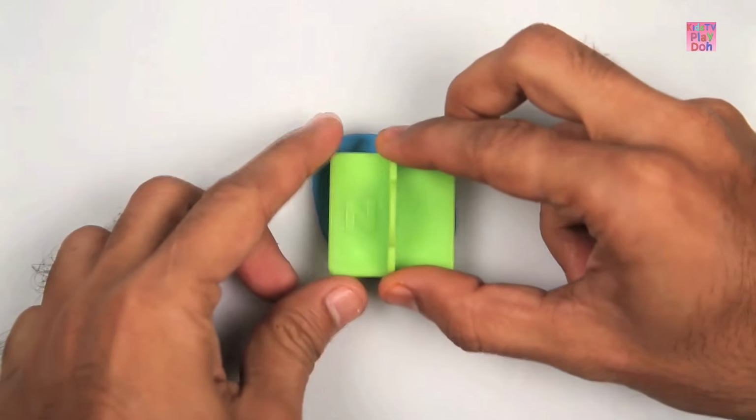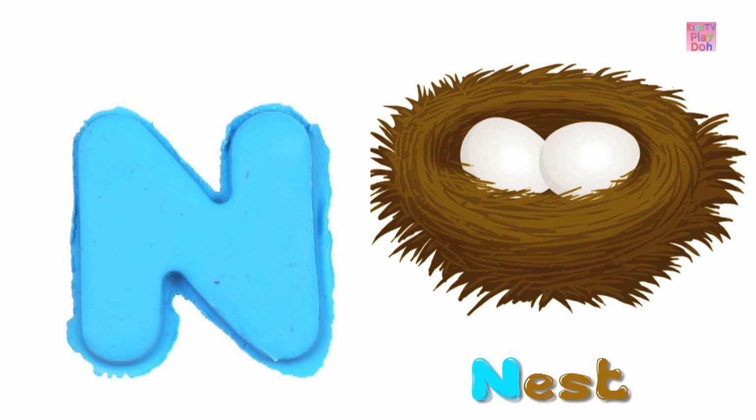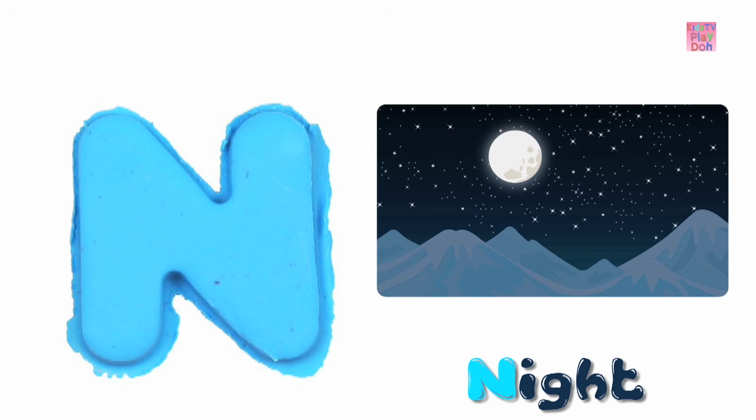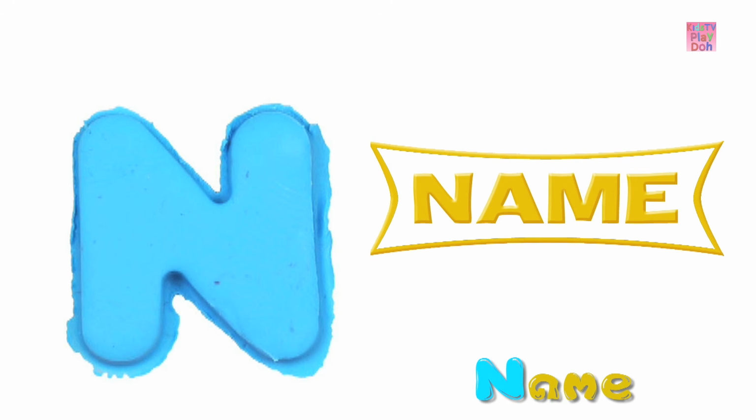Here comes the letter N. N. N is for nest, nest. N is for nose, nose. N is for night, night. N is for name, name.